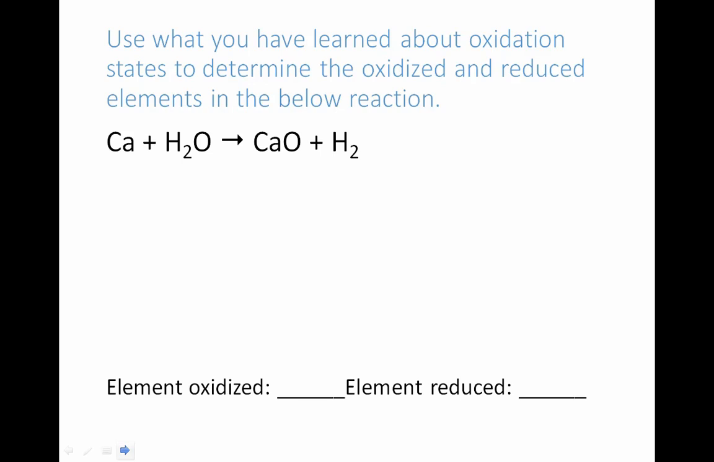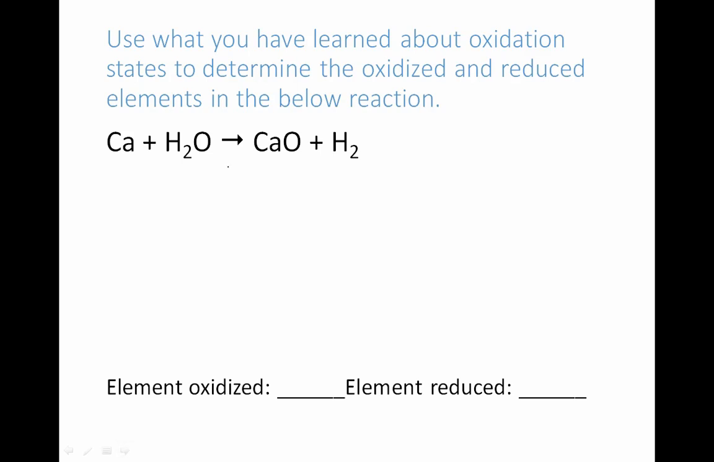So, you want to do the exact same things you did before. You want to start out by determining which one changed oxidation state, and that could make it so that you can figure out which one's oxidized and which one's reduced. You could also go further on and do the half reactions if you want to. We're not going to worry about doing the half reactions today. Today we're just going to focus on which one is oxidized, which one is reduced.